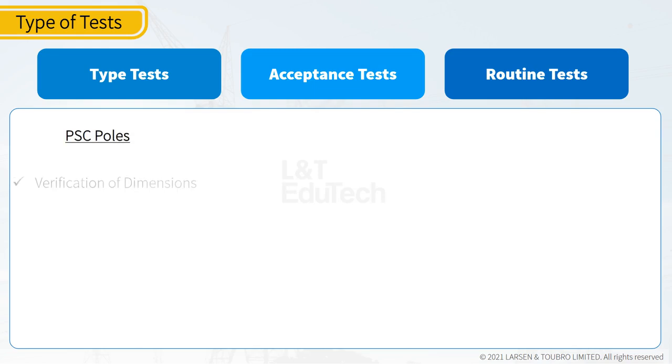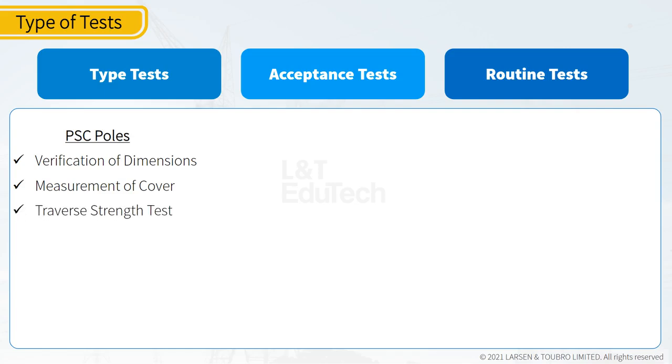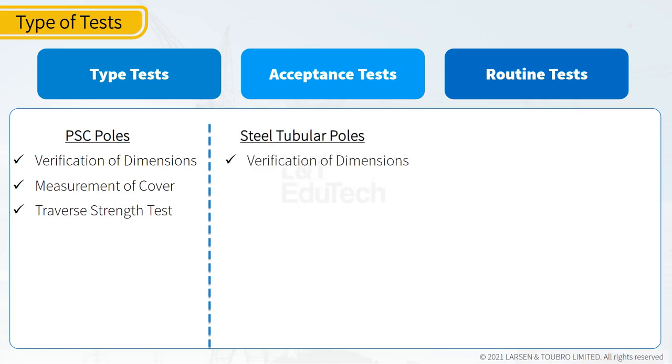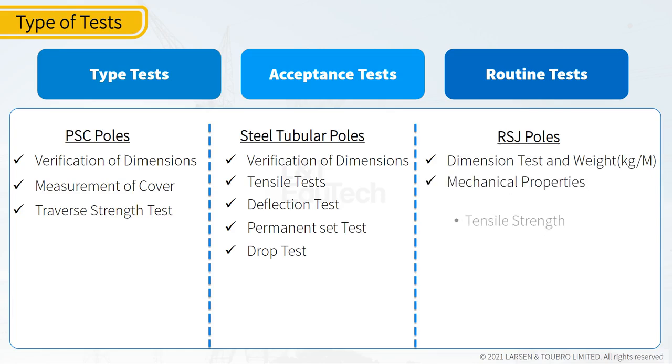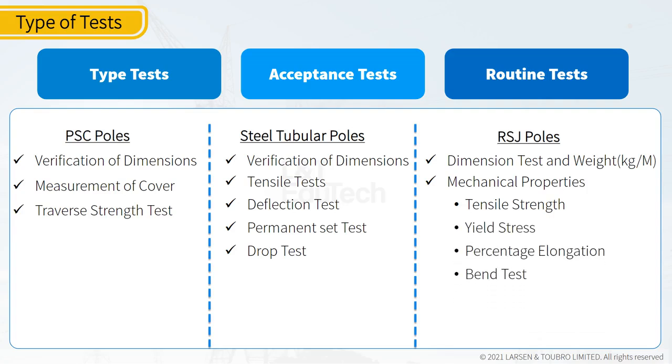PSC poles: verification of dimensions, measurement of cover, transverse strength test. Steel tubular poles: verification of dimensions, tensile test, deflection test, permanent set test, drop test. RSJ poles: dimension test and weight in kilogram per meter, mechanical properties, tensile strength, yield stress, percentage elongation, bend test, test in respect of hot dip galvanization, freedom from defects.